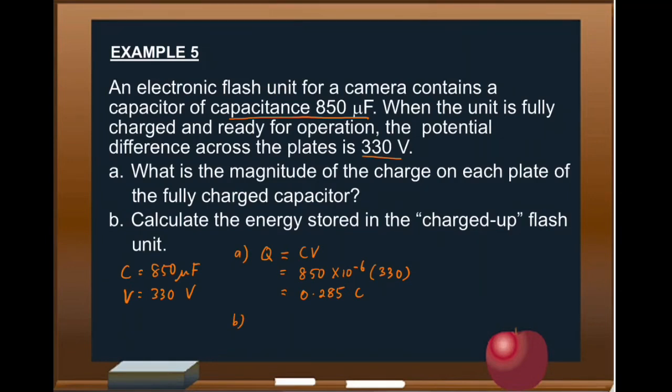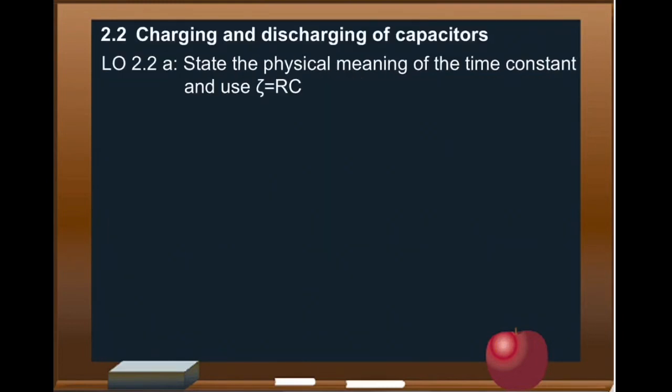And then for energy stored, that is U. So just use the formula of U, which is equal to half QV, or another formula that you can use is half Q squared over C. And then another formula that you can also use is half CV squared. So let's say I use half QV, then just substitute in values of Q and V to get U, which is 47.025 joule.